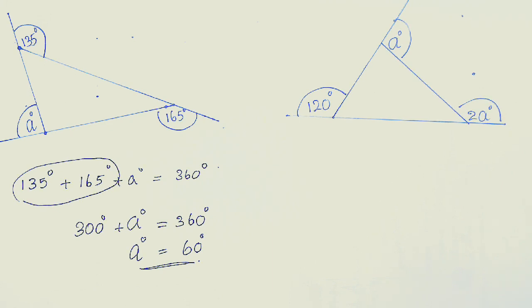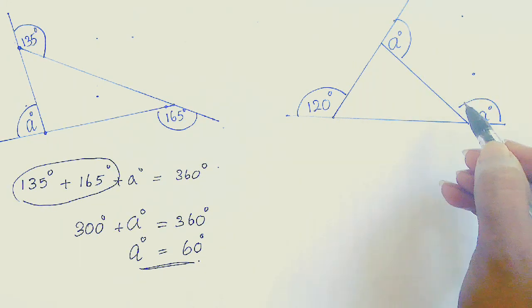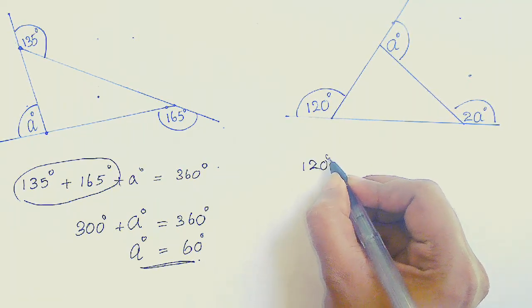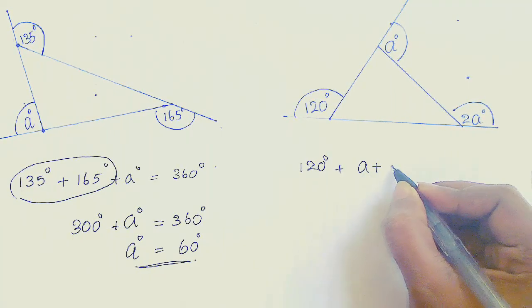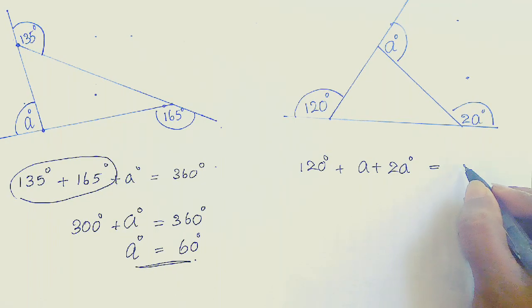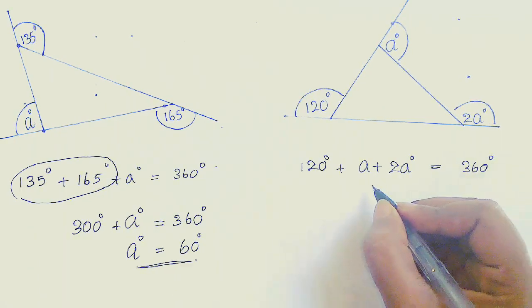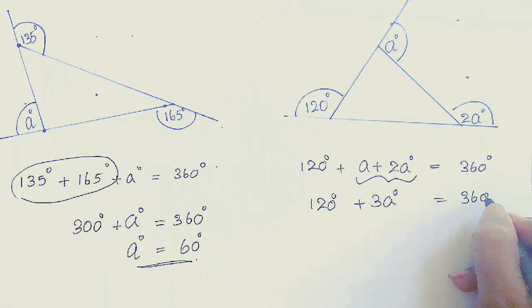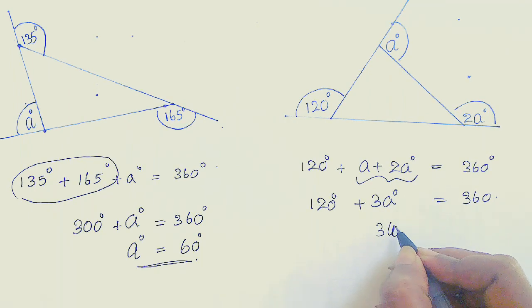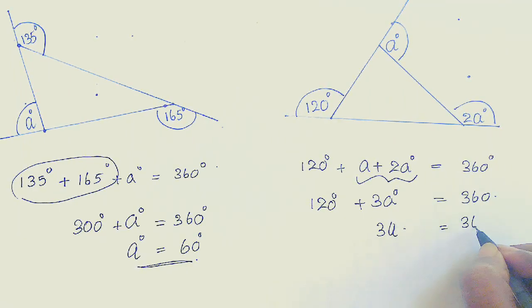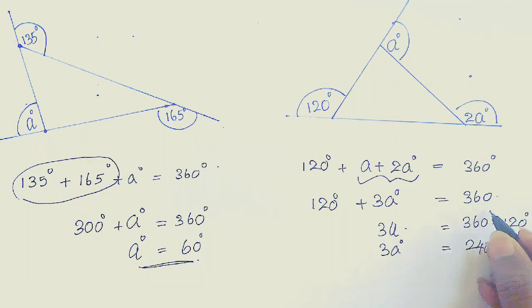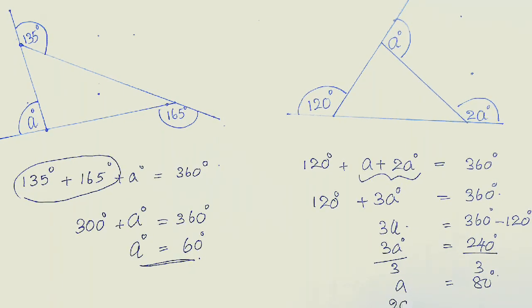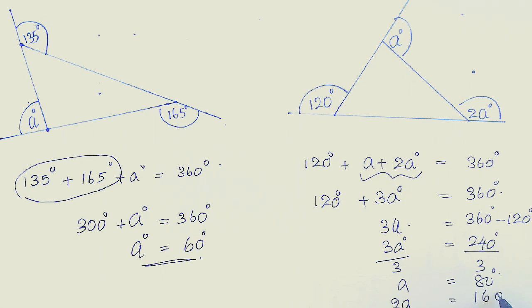This is a separate problem. There are two unknown terms. Then let's write 120 + A + 2A equals 360 degrees. Then we can add those two and write 3A equals 240 degrees, so A equals 80 degrees and 2A equals 160 degrees.